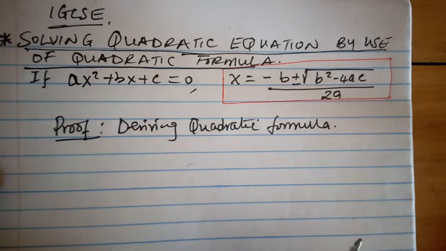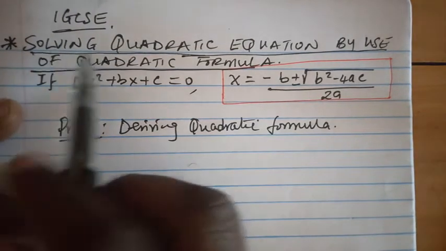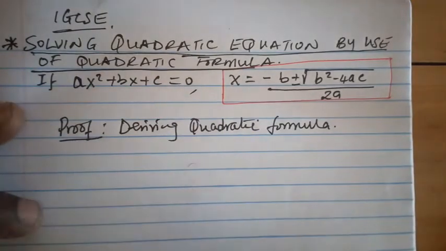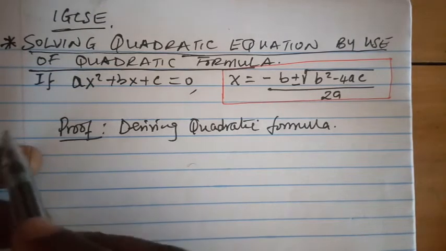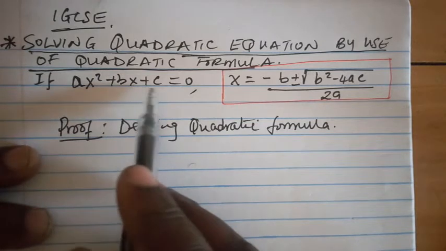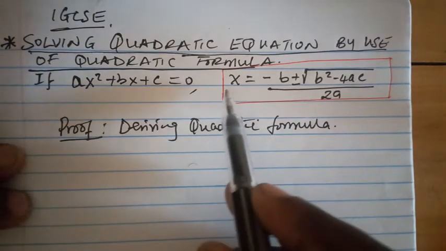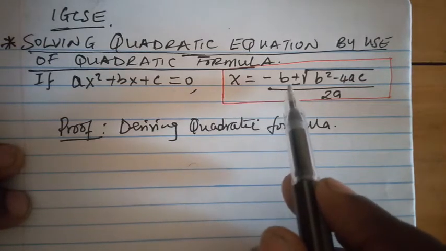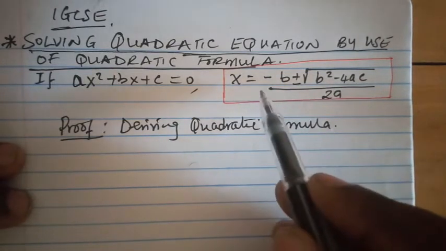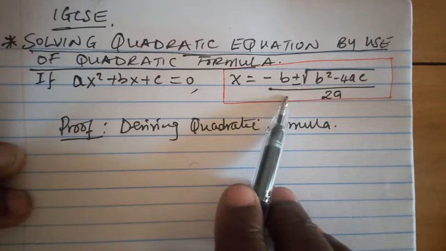And today I want to introduce a very important subtopic in solving quadratic equations. Today we will be learning how to solve quadratic equations by use of the quadratic formula. We are told that if you have ax squared plus bx plus c is equal to 0, which is the general format of a quadratic equation, then x is given by minus b plus or minus the root of b squared minus 4ac, everything over 2a, and this is what we call the quadratic formula.